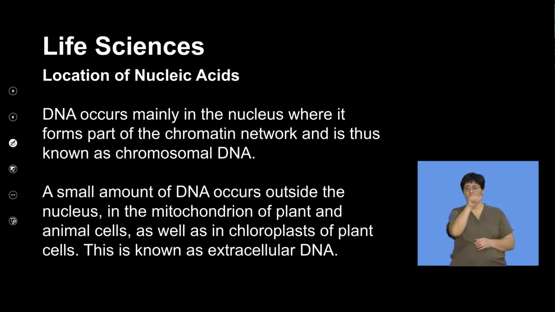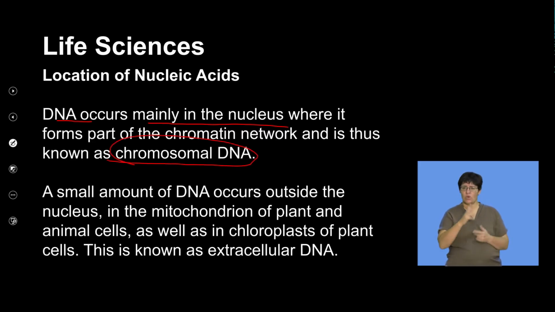The location of the nucleus. It's important for us to understand the context of where the nucleus is and what it contains. So the DNA occurs mainly in the nucleus, which forms part of the chromatin network. It is also known as chromosomal DNA. So we have DNA found in the nucleus known as chromosomal DNA. We also have DNA found outside the nucleus, and that's found in the mitochondria as well as the chloroplast in plant cells.